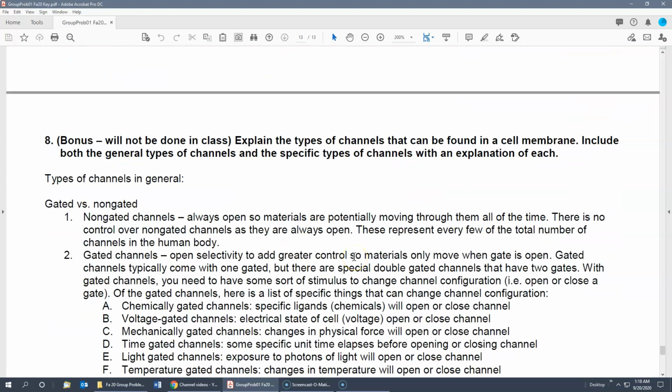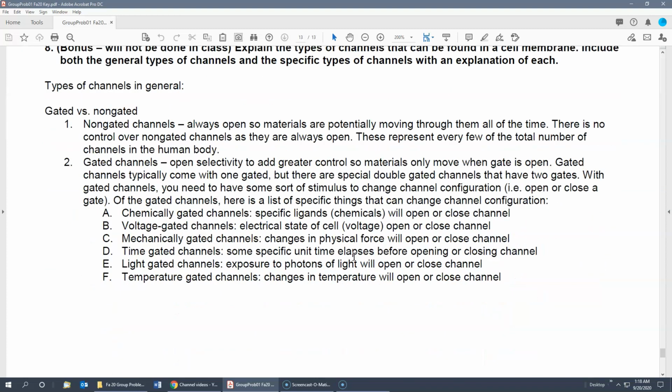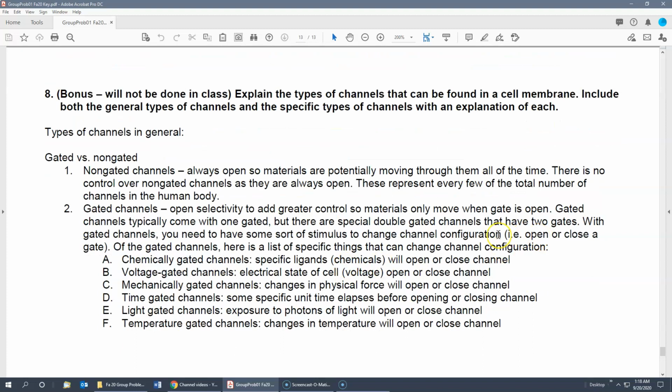Here's bonus number 8. So explain the channels, and just, again, to make sure you understand what channels are. There are channels within the cell membrane that are integral proteins that allow especially relatively small molecules that are charged to be able to move from one side of the membrane to the other. When we divide channels up, we can divide them up into a couple different ways. The first major way is what we call non-gated channels versus gated channels.